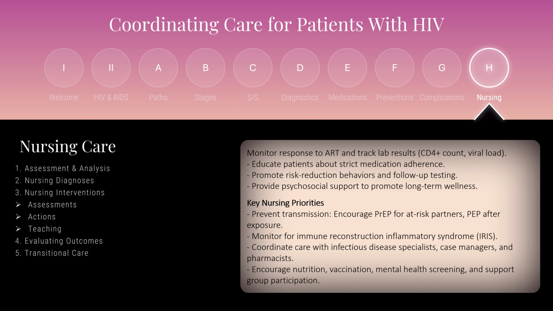Step 5, transitional care. HIV is a chronic illness, so address long-term issues: aging, treatment side effects, comorbidities. Integrate palliative care early for symptom management and adherence care planning.